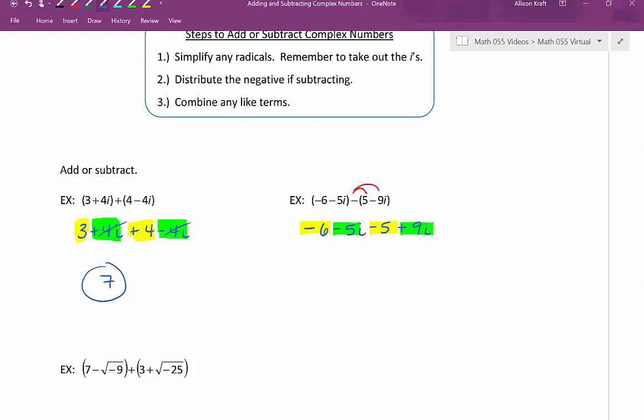Negative 6 minus 5 is negative 11, negative 5i plus 9i is positive 4i. And when you're writing this answer, you want to make sure that you're putting it in complex form, a plus bi. You want the real part first and the imaginary part second.